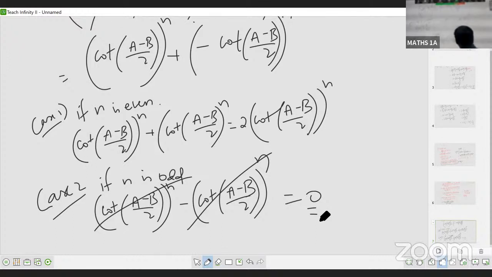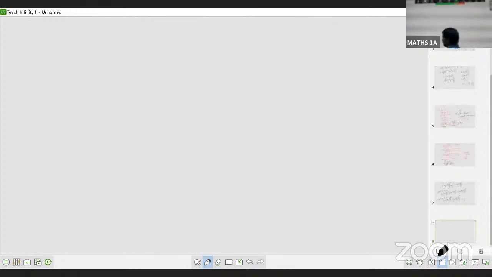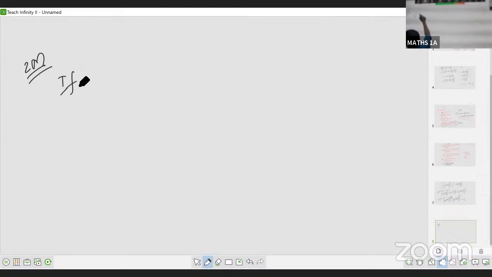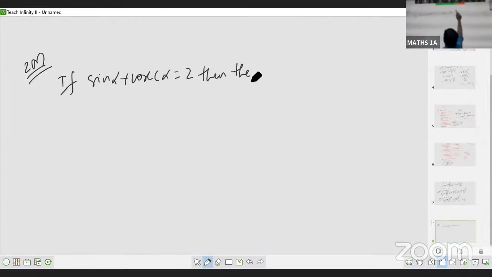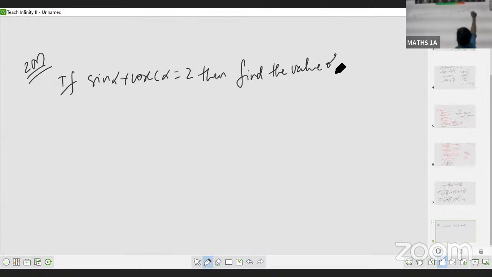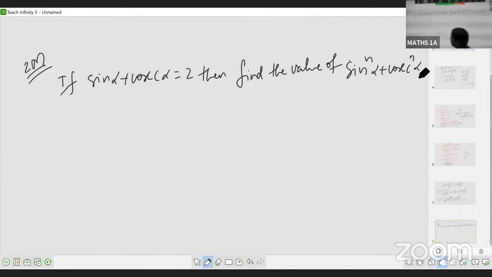Then these are your few 4 marks. Let us do few 2 marks of the same chapter, most repeated ones. Is it clear? If sine alpha plus cosecant alpha is 2, then find the value of sine power n alpha plus cosecant power n alpha. Right?